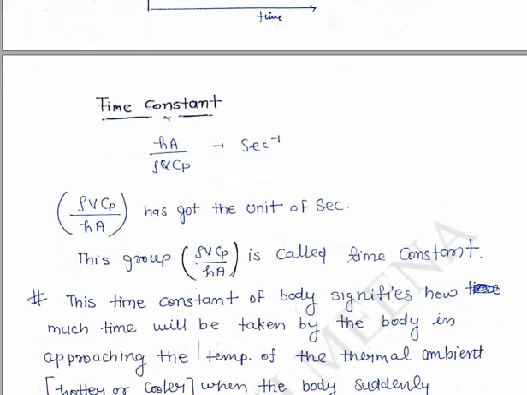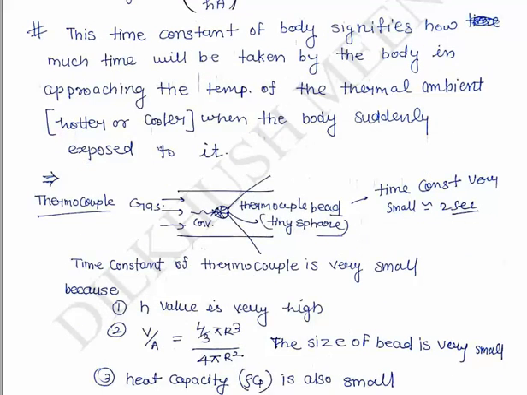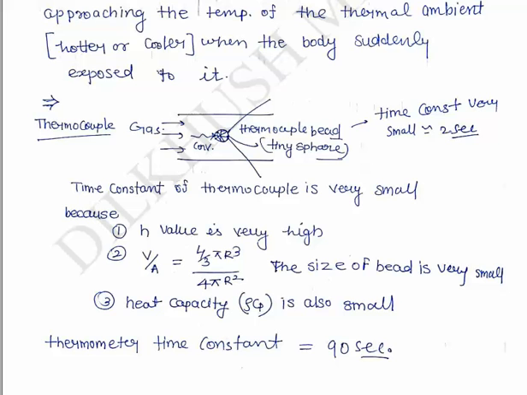This time constant of a body signifies how much time will be taken by the body in approaching the thermal ambient difference when the body is suddenly exposed to it. For this we have a thermocouple, in which there are gases around the spherical body, and the time constant is smaller than or approximately equal to 2 seconds.